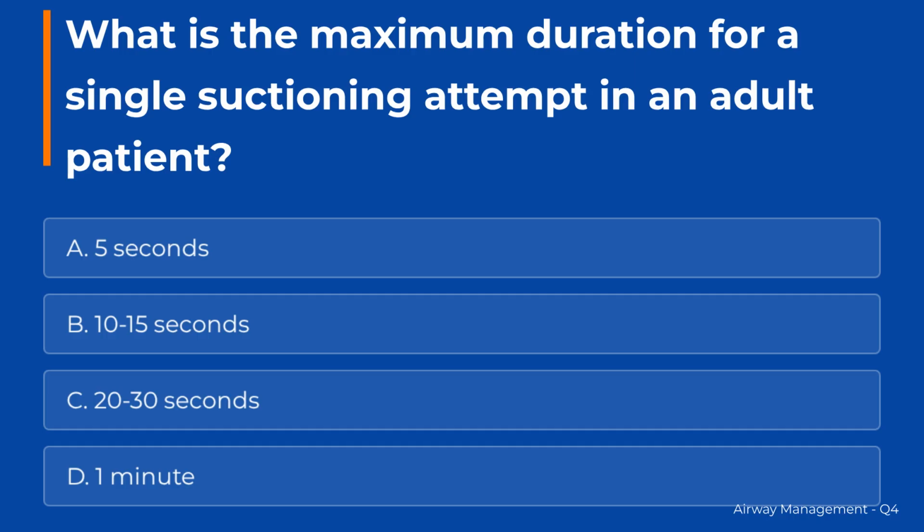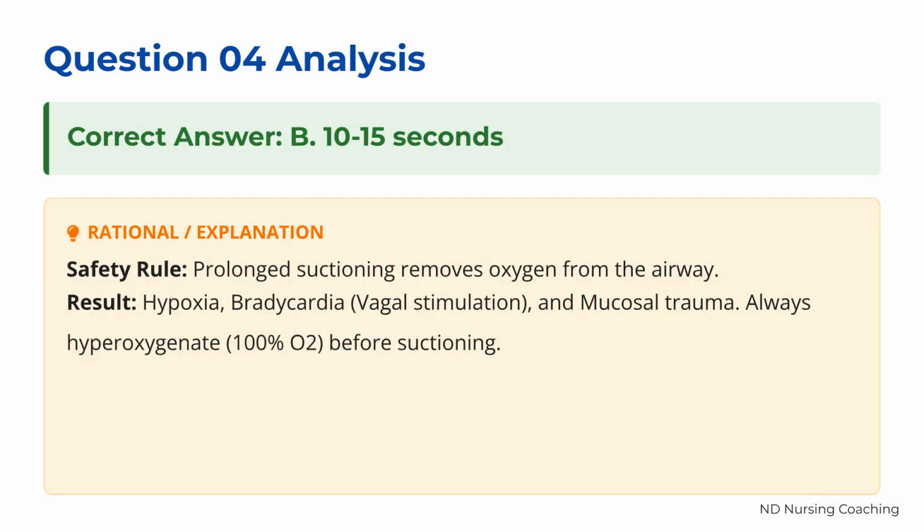Question 4. What is the maximum duration for a single suctioning attempt in an adult patient? The correct answer is B, 10 to 15 seconds. Suctioning for too long removes oxygen from the airway, leading to hypoxia and bradycardia. Always hyperoxygenate the patient before suctioning.